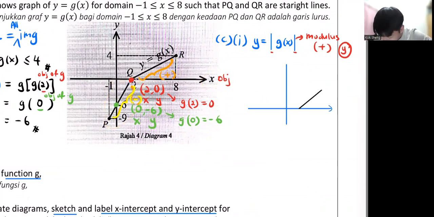So first of all, this part of the graph remains, the part where y is positive. This part here remains, this one also remains. Now the bottom part, I'm going to flip on top. You see how I draw first, in case you draw it wrongly, you need to flip it on top.